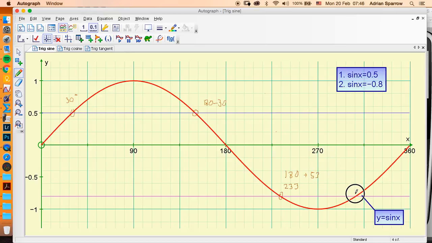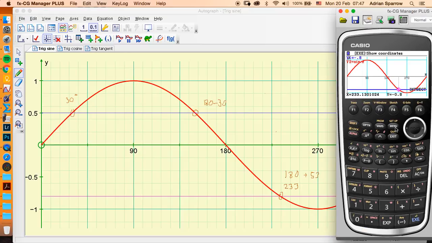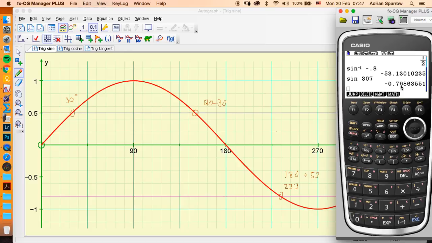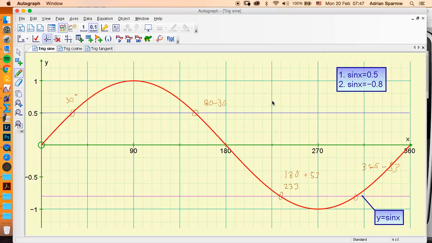Now here's the second value, and this is 360 take away 53. So that would be 307. And I can double check that by going back into my run menu and going sine 307. And there we get negative 0.8, all but the rounding.